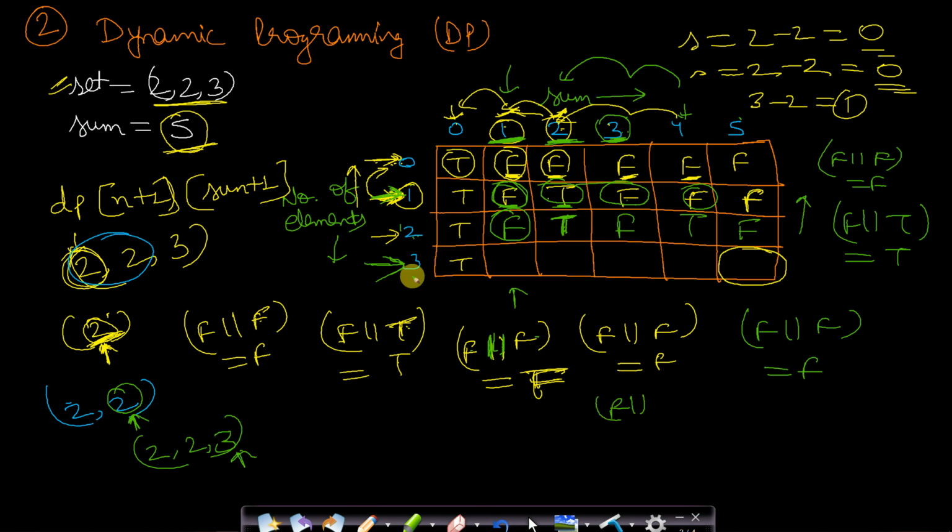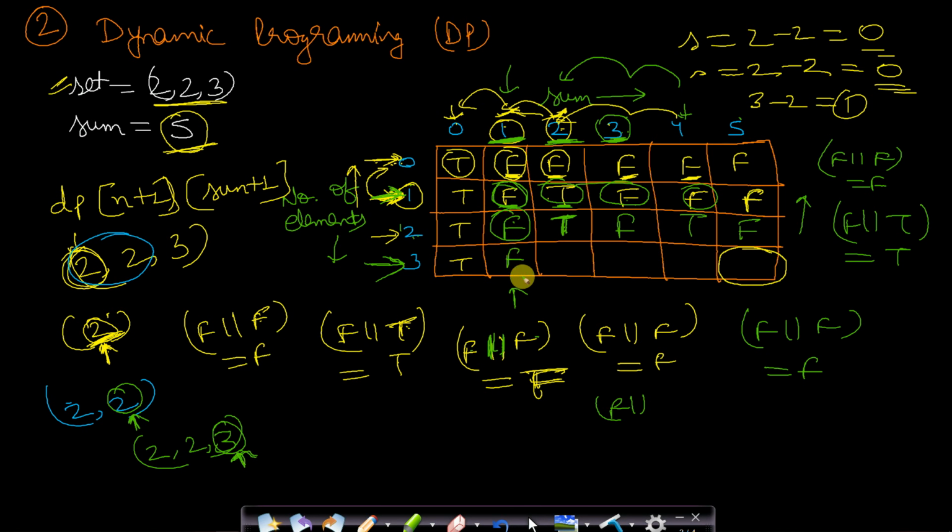And if I include this third element, it cannot be included, because it has a value of 3, which is actually greater than the sum to be found. The sum to be found is 1. Therefore we will just copy from the row above.